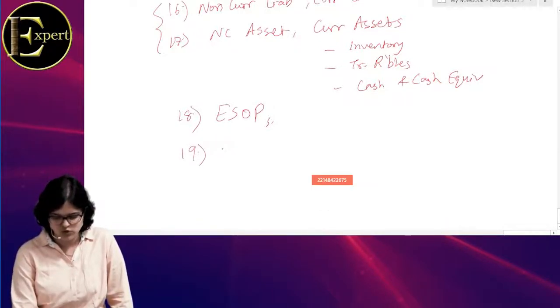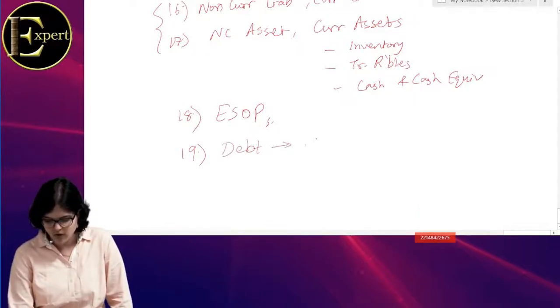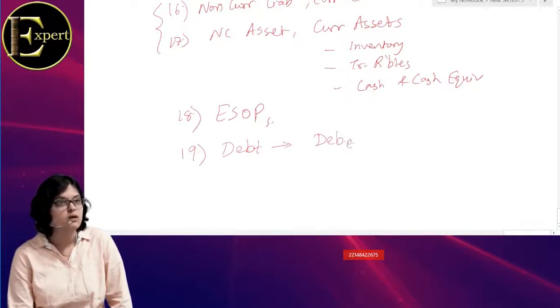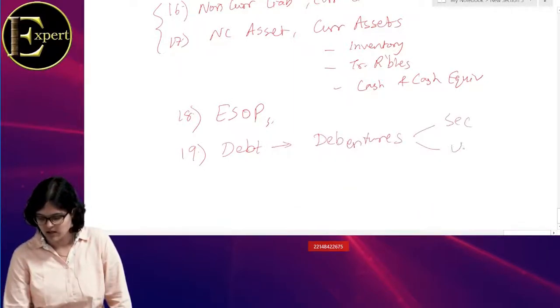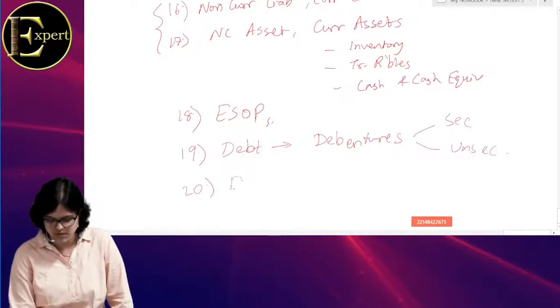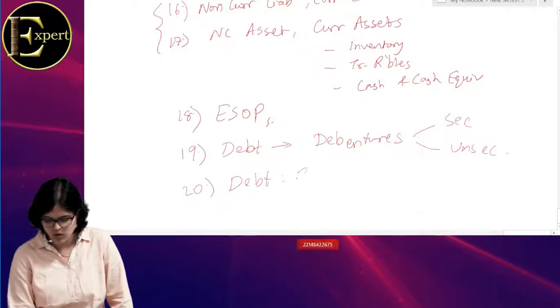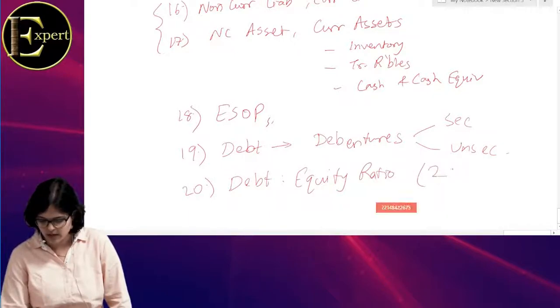In ratios, what was the major thing today? In debt we talked about today debentures. And in debentures we talked about what is a secured debenture, what is an unsecured debenture. And then the last point we discussed was the concept of debt to equity ratio. And I said on a higher side, on a good side, it could be nothing more than 2:1.